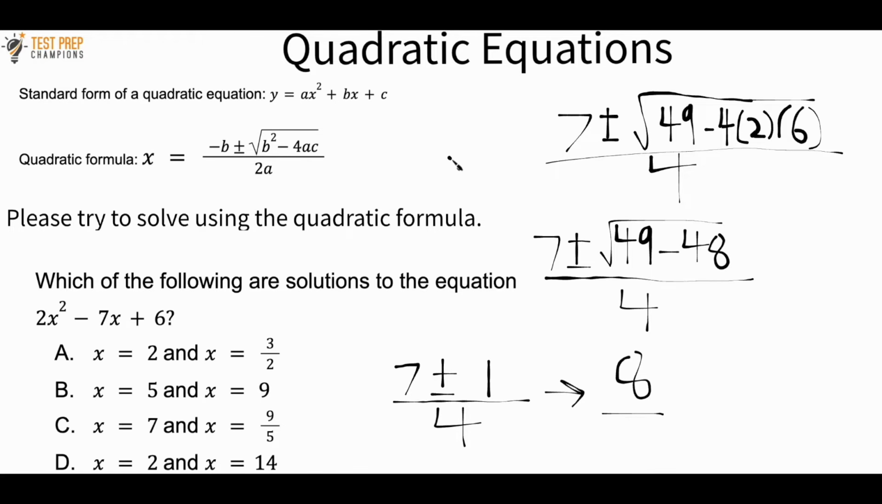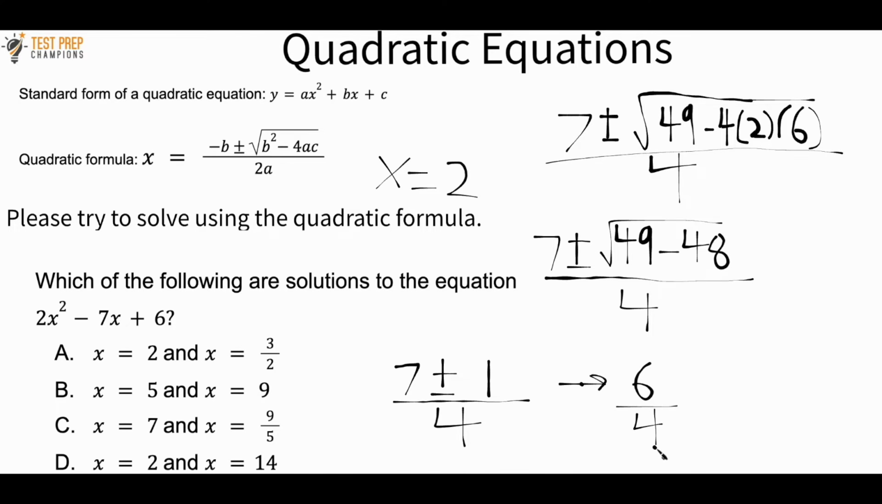Okay, so let me go back a step or two here, and this time we'll do it with minus. So we know that one solution is x equals 2, so let's do it with minus this time. So what is 7 minus 1? 7 minus 1 is 6. And what is 6 over 4?